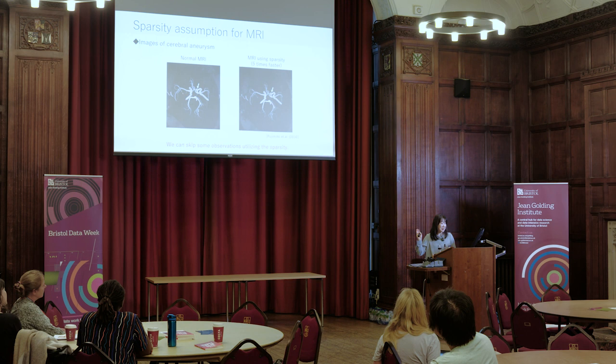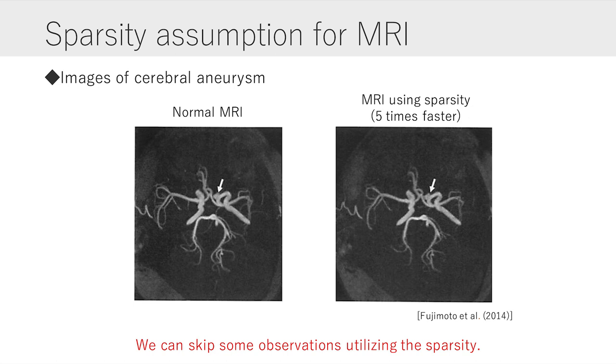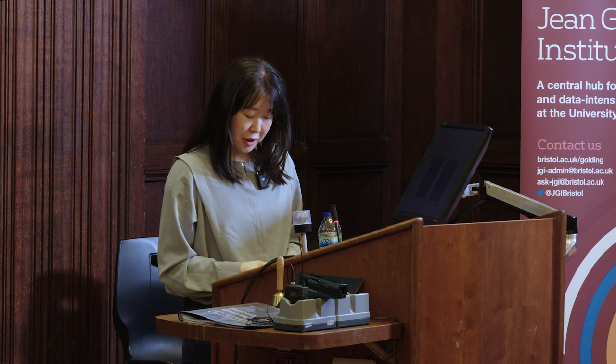So this is not our research, but reported in this paper, they achieved 5 times faster MRI scanning compared with the normal MRI scanning. The resulting figure has slightly lower resolution compared with the normal MRI scanning. But as indicated by arrows, we can identify the existence of the cerebral aneurysm in the brain. So this right figure is sufficient for a medical decision. So this is a kind of application of sparse estimation to our actual life.